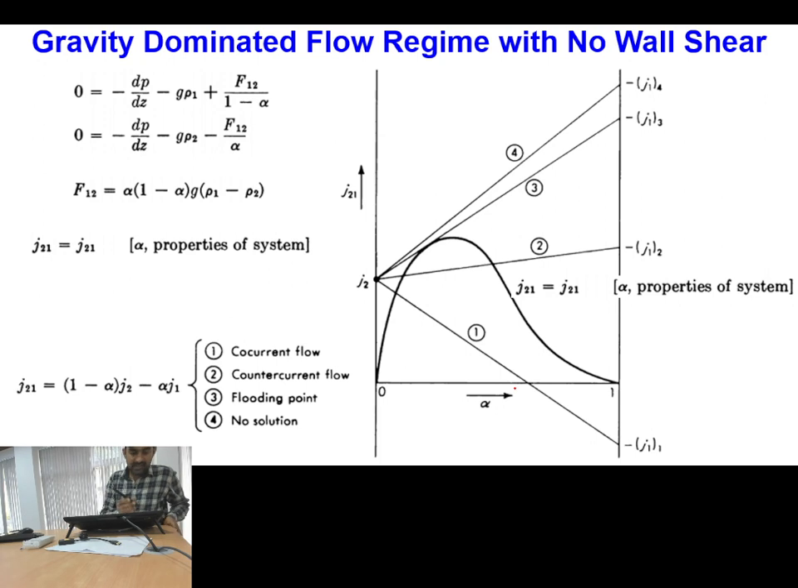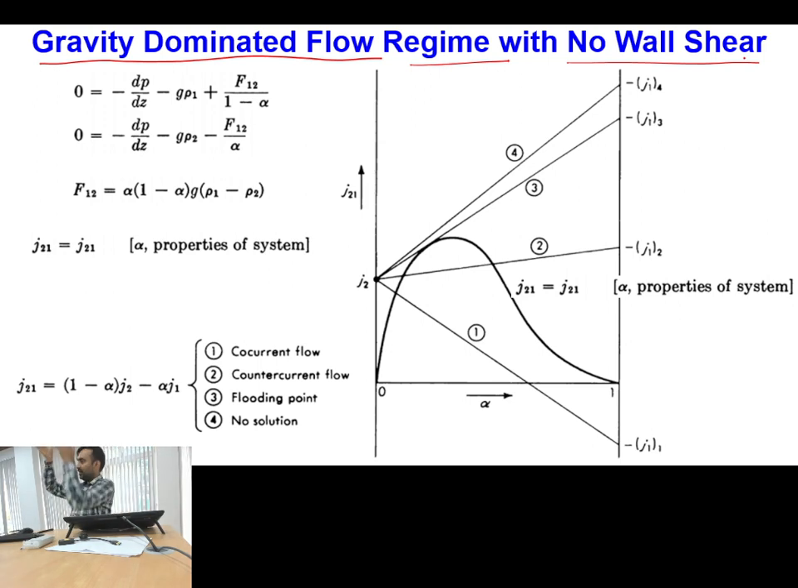One such example we can consider is a gravity dominated flow regime with no wall shear stress. You can consider a tube in which wall shear stress is negligible, or the tube is of very large diameter. There also you can consider that you are interested in the core, and in the sides near the wall you are not much interested. So in this scenario, if you have flow of gas and liquid, what will be happening?